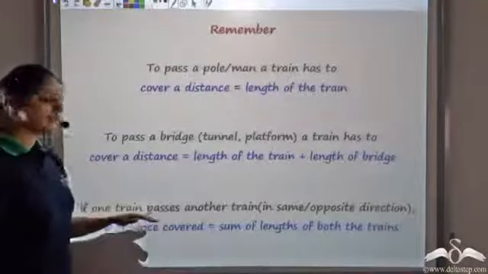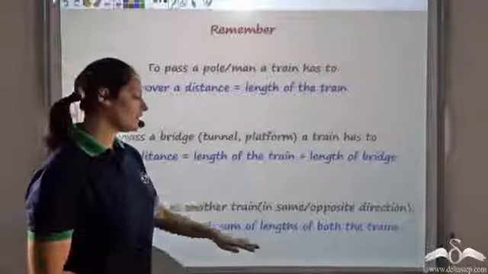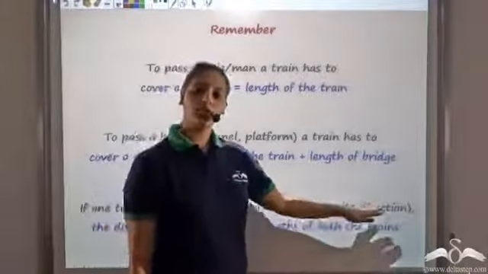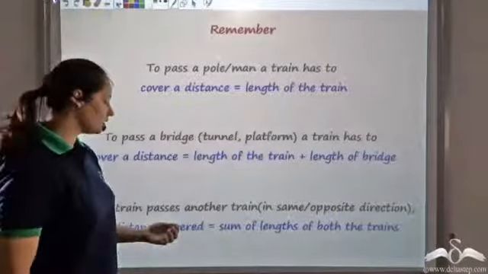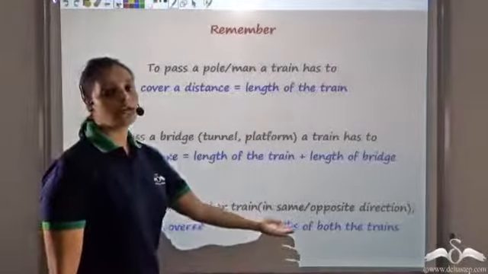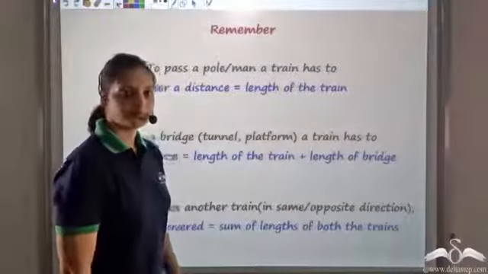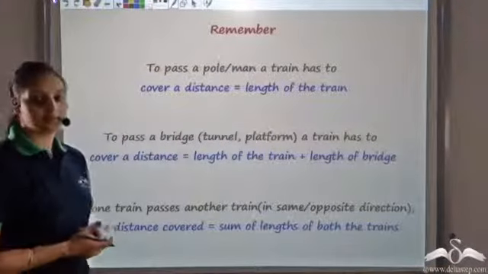The third case is when two trains are traveling whether in the same direction or in the opposite directions, the distance that they take to cross each other would be equal to the sum of lengths of both the trains. So these are the three important cases, remember them.